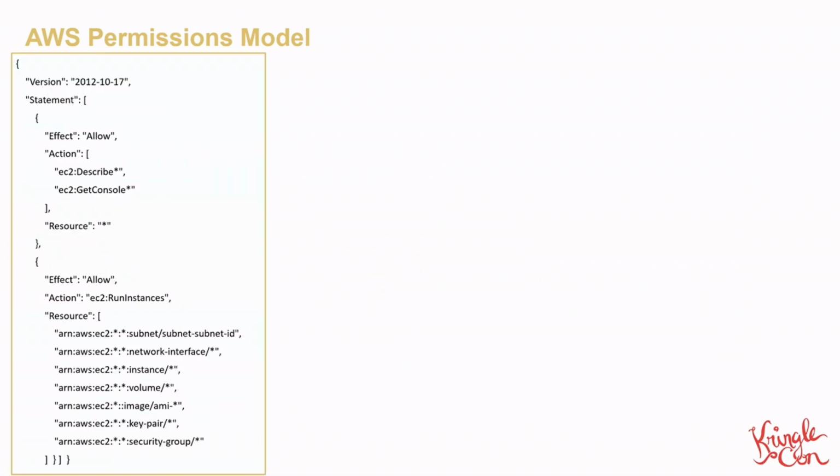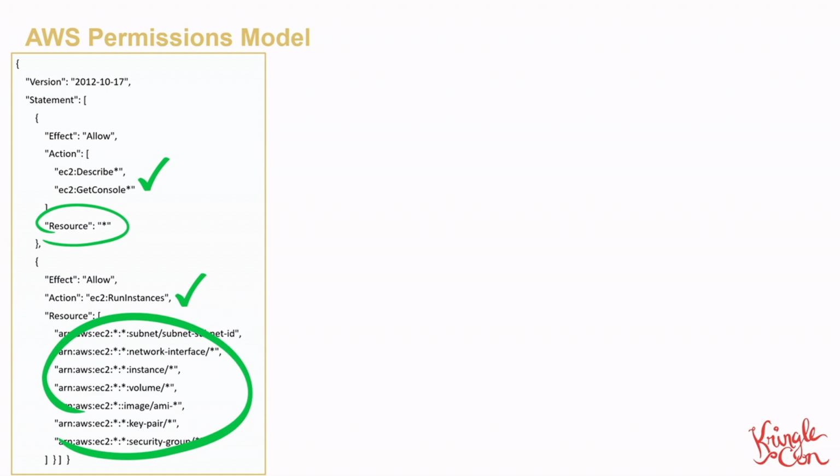Let's look at another. This one gets a bit more complex. Here we again have an allow, and it's going to let us describe star. So describe instances, describe internet gateways, whatever. Also get console star. So get console output, get console screenshots, and in resource star. So if you have this, you're going to be able to do those EC2 functions. These are EC2 services with anything. Additionally, we're going to allow you to run instances in EC2 for these types of resources. So another allow type policy.